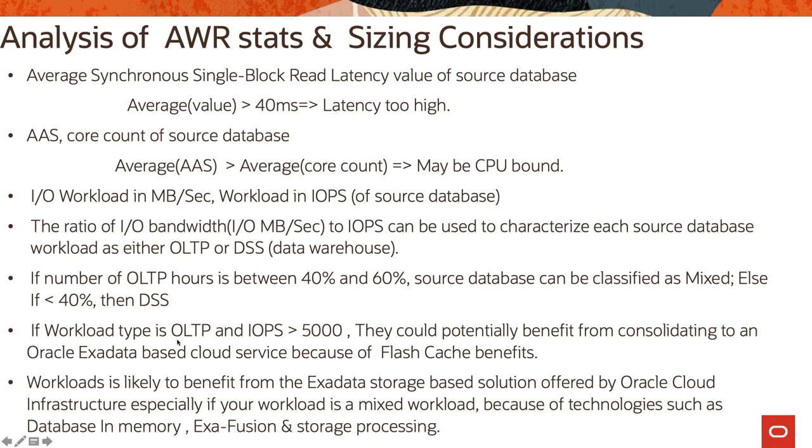If the workload type you have identified is OLTP and IOPS is greater than 5000, then it could potentially benefit from consolidating to an Oracle Exadata based cloud service, because it has flash cache and the workload can benefit from it. The workload is likely to benefit from the Exadata storage based solution offered by Oracle Cloud Infrastructure, especially if your workload is a mixed workload, because of technologies such as Database In-Memory or Exafusion and storage processing, which are available on Exa kind of systems.